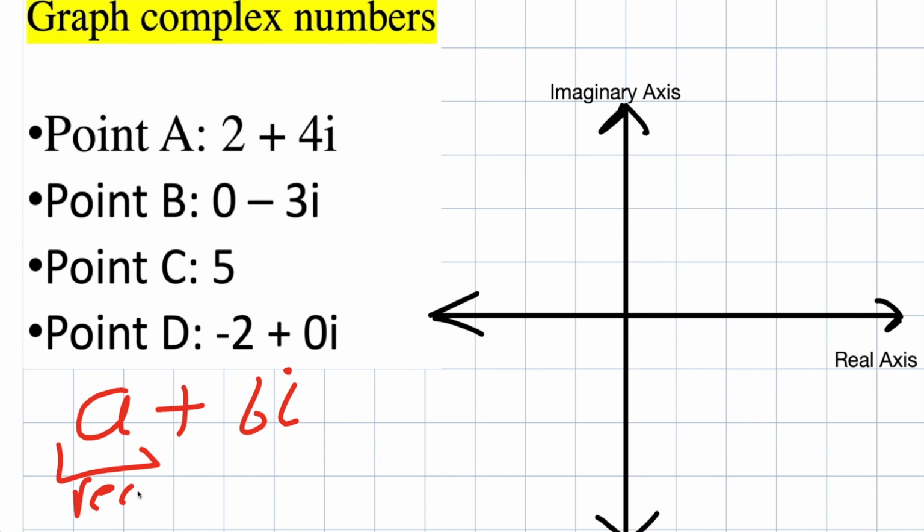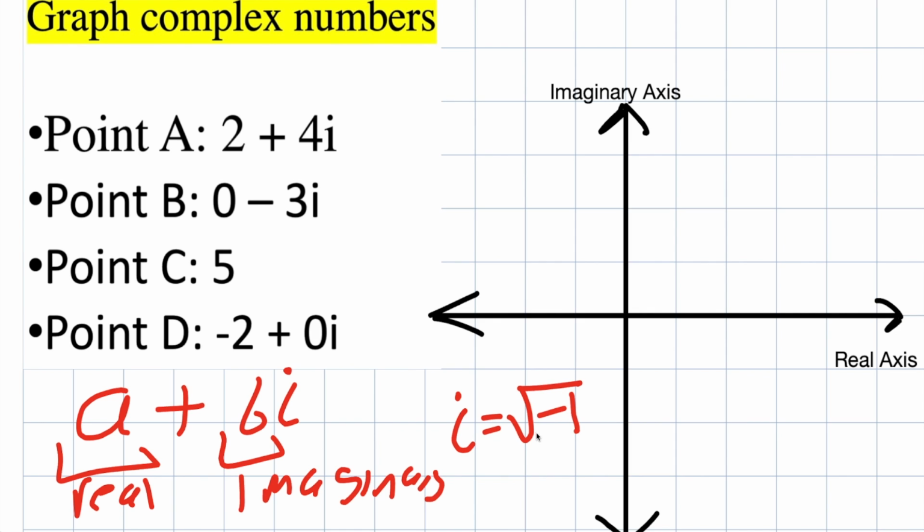real number, like a regular number like 1, 2, 3, 4, -5, stuff like that. That's your real number. And the b term would be your imaginary number. And i by itself is equal to the square root of -1. And you can't have a negative under the radical.